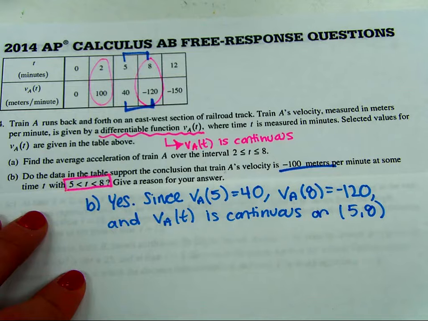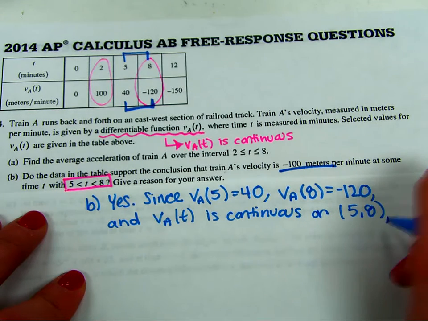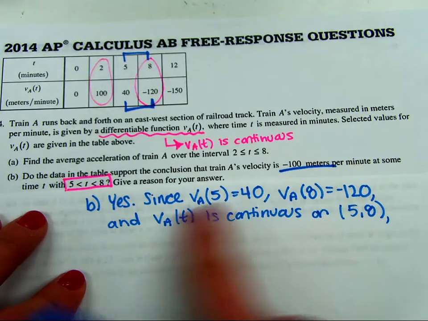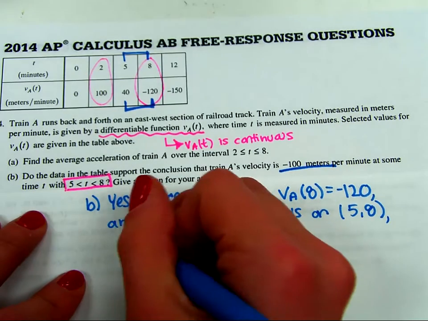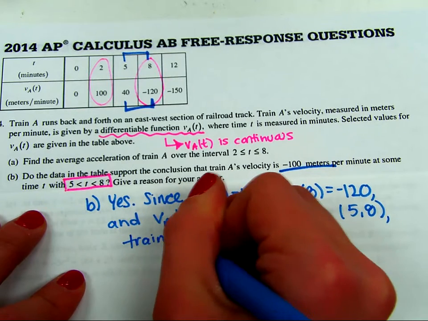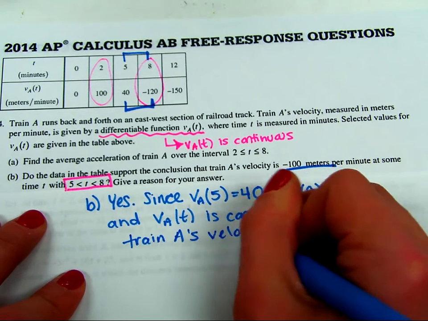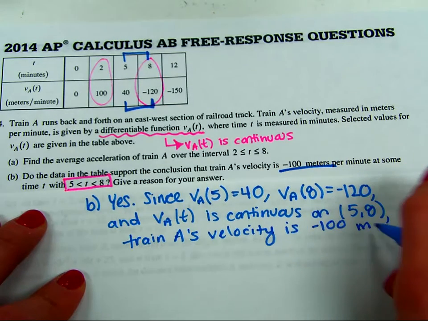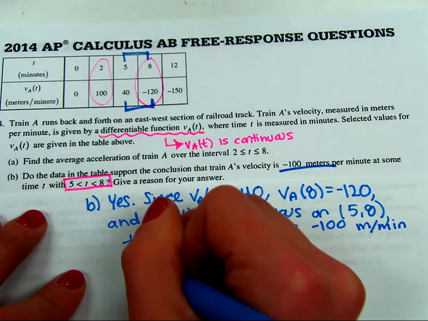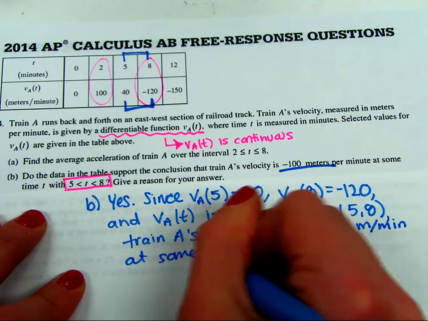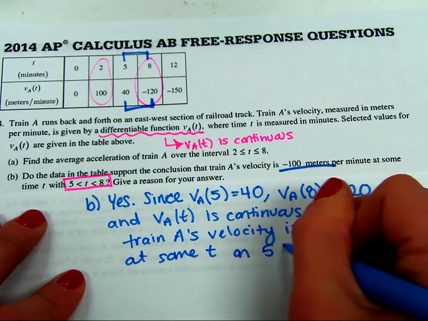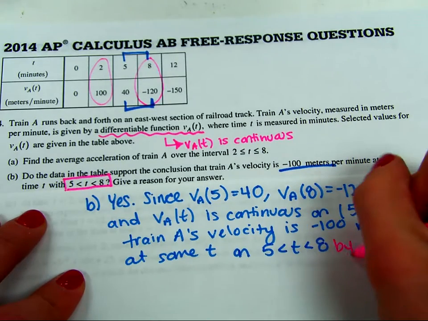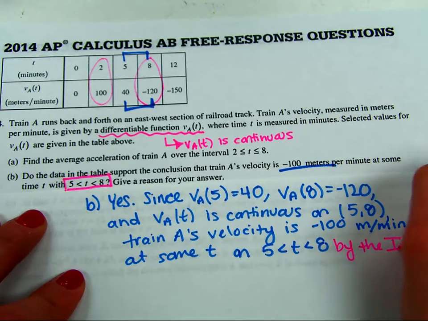Continuous on 5 to 8. And then we really just have to say what the problem is saying. Since all this is true, train A's velocity is negative 100 meters per minute at some t on 5 to 8. And I might just say by the intermediate value theorem.